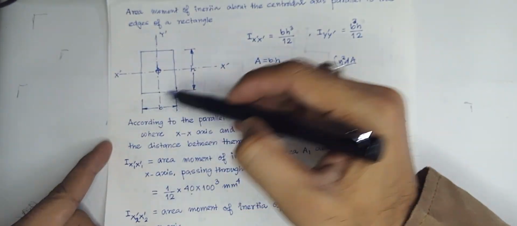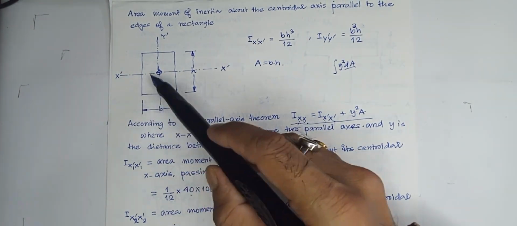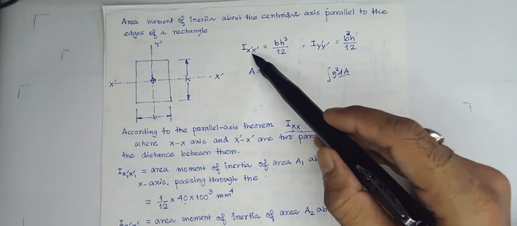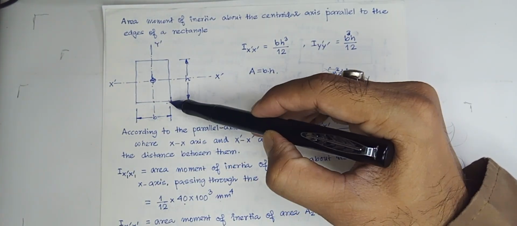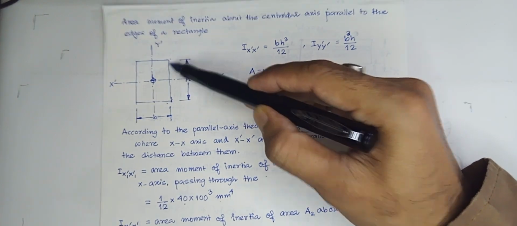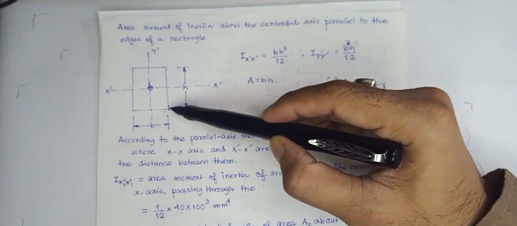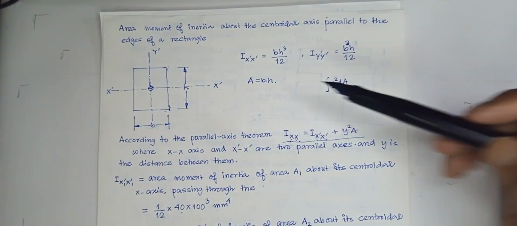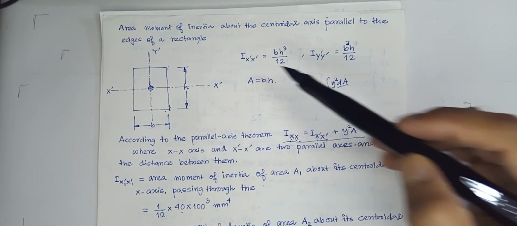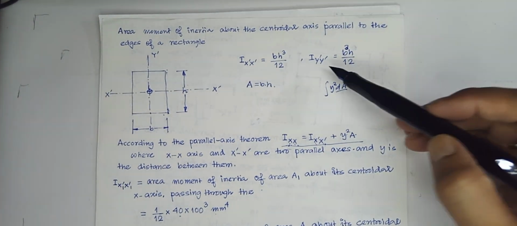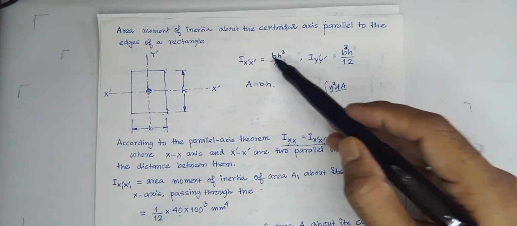If I have a rectangular area, what is the moment of inertia about its centroidal axis, say x prime x prime? That is b h cube by 12. So this is b, the width, and the height across that axis is h. So it is b h cube by 12, the moment of inertia about the centroidal axis parallel to b. Okay, that means this axis is parallel to b.